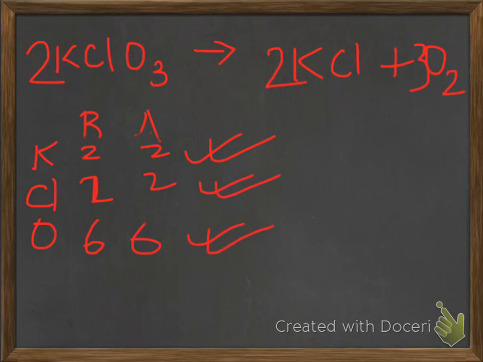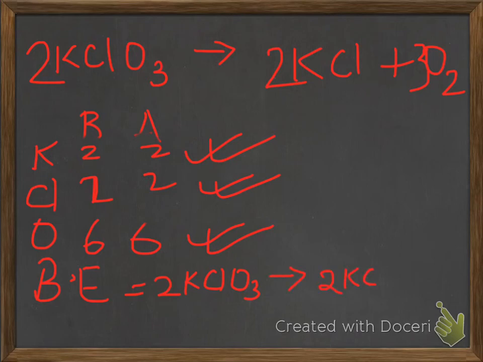So the balanced equation for it is 2 KClO3 yields 2 KCl plus 3O2. So this is the balanced reaction.